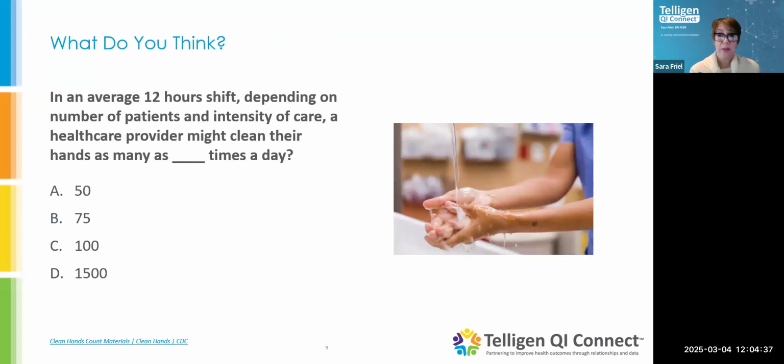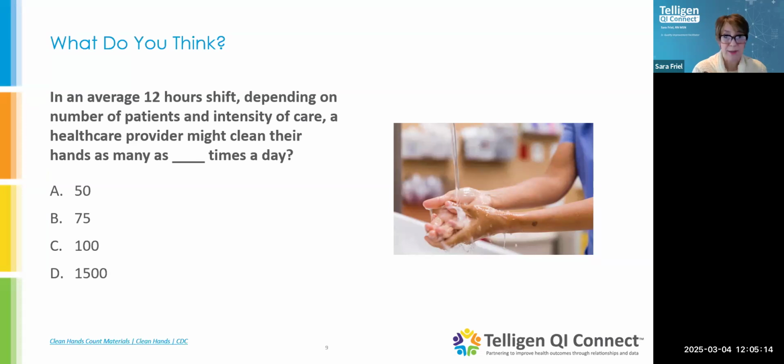All right, let's give a go at another polling question. Again, Jason will go ahead and post that, and I'll read the question for you. In an average 12-hour shift, depending on the number of patients and intensity of care, a healthcare provider might clean their hands as many as how many times? Would you say 50, 75, 100, or 1,500? Go ahead and submit your answer. And then when we get about 75%, Jason will go ahead and post our results.